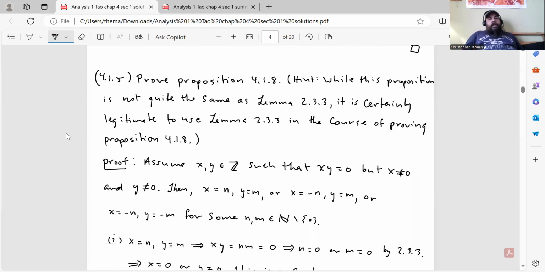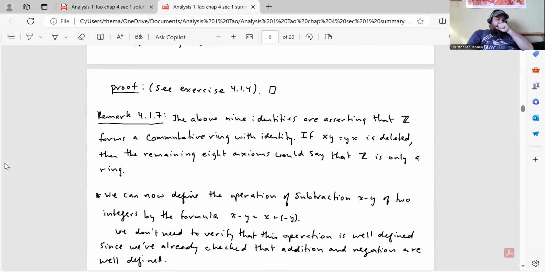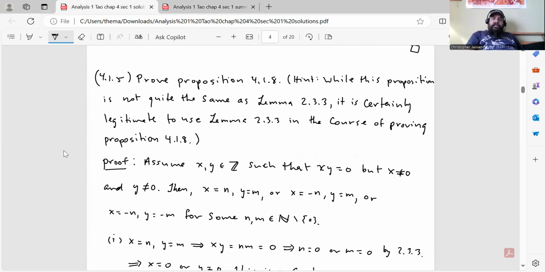All right. Exercise 4.1.5 says prove proposition 4.1.8. Let me show you what that says. All right, this proposition says that the integers have no zero divisors, meaning let a and b be integers such that ab equals 0. Then either a is 0 or b is 0 or both. And he gives a hint for this. He says, while this proposition is not quite the same as lemma 2.3.3, lemma 2.3.3 says the natural numbers have no zero divisors.